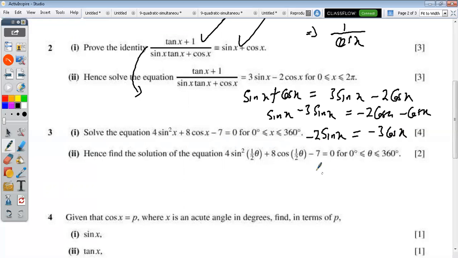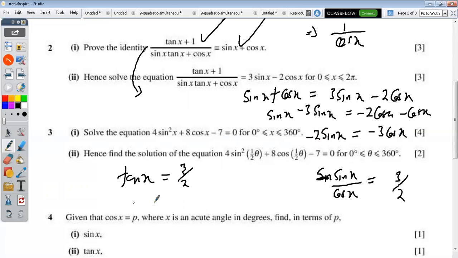Negative divided by negative is positive. Then divide both sides by cos x so that I'll have sine x over cos x is equal to 3 over 2. Negative, negative gives you that. And this is what? Tan. I'm sure you know that. So tan x is equal to 3 over 2. So x is equal to arctan of 3 over 2. What do you get?